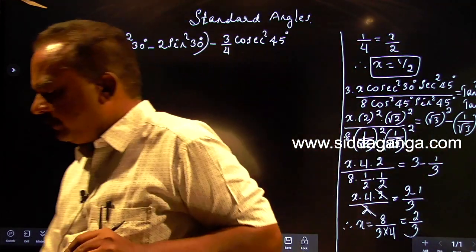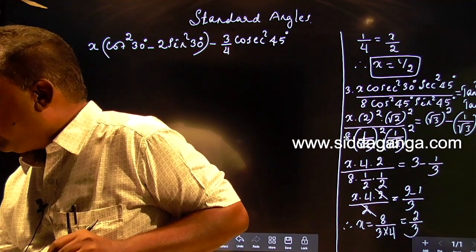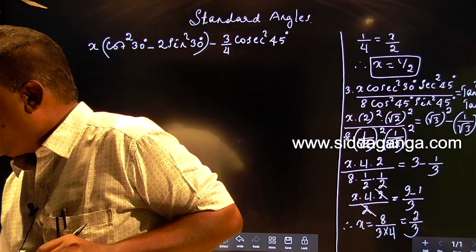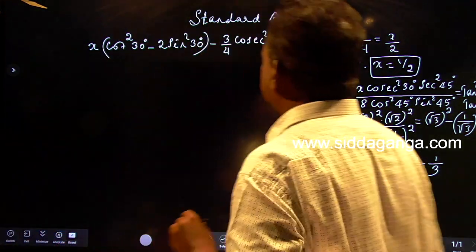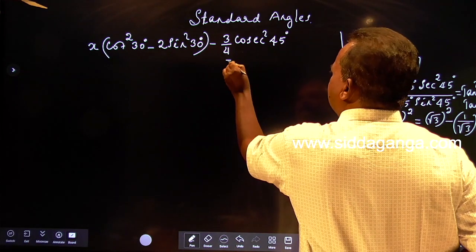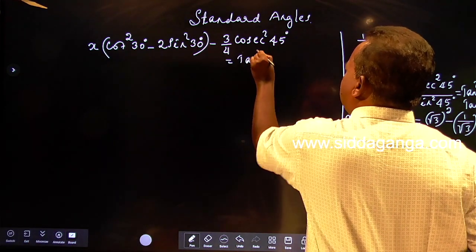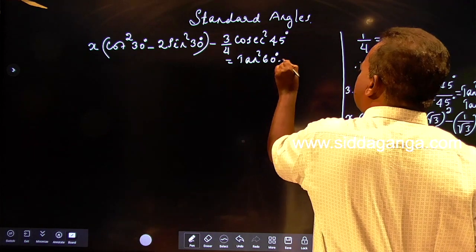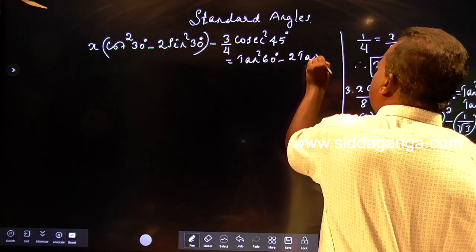(45 degree) is equal to tan square 60 degree minus 2 tan 45 degree.